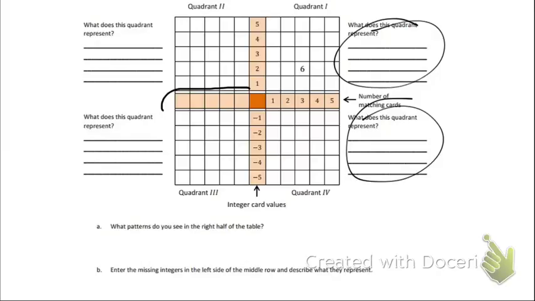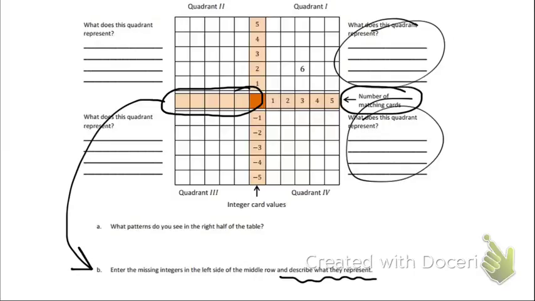But anyway, right here, this is what B is referring to. Go ahead and enter those missing integers, and what I want you to do is go ahead and describe what they represent. We talked about what these represented over here. So go ahead, and you don't have to fill these in because those are filled in already. Go ahead and answer A, and then go ahead and fill in the left side of the middle row. Okay, come on back.